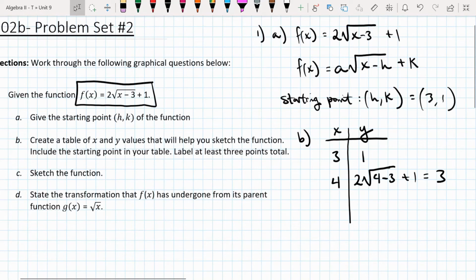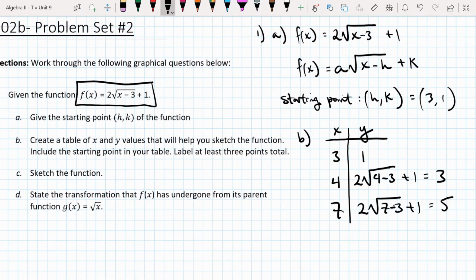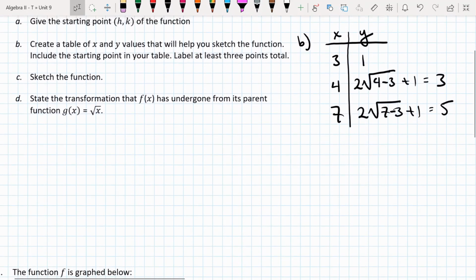And then another one we can use is the number 7. 2 times the square root of 7 minus 3, plus 1. 7 minus 3 underneath the radical is equal to 4. The square root of 4 is 2, times 2 is 4, plus 1 is 5. And so the y value when x equals 7 is 5. Okay, that, I think, is enough. Those are enough points to draw a reasonably accurate graph of what this function is going to look like.